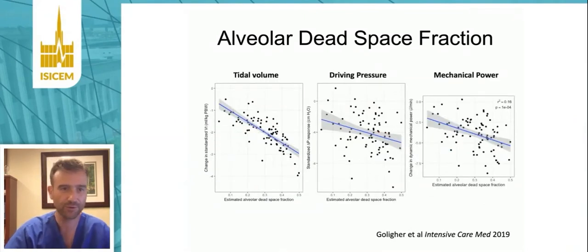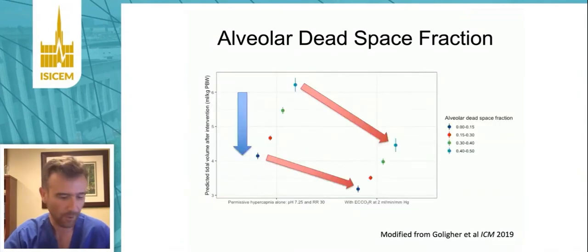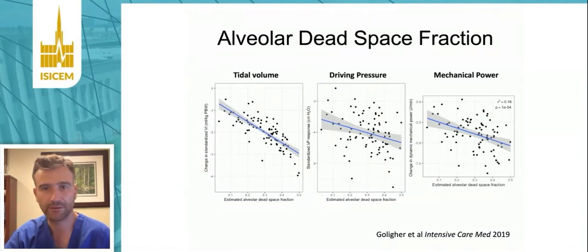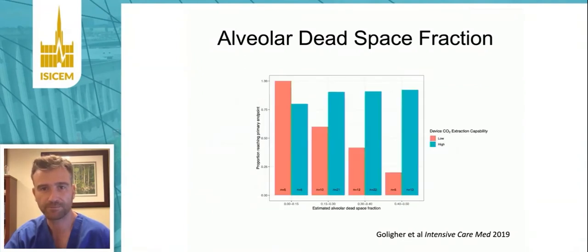And that's exactly what we found in the SUPERNOVA data. Here you can see this very clear correlation on the left between the observed reduction in tidal volume and the estimated alveolar dead space fraction. You see a similar relationship for driving pressure and for mechanical power, although the latter was not statistically significant. So hopefully I can convince you that alveolar dead space fraction is an important moderator of the effect of ECCO2R on lung protective ventilation.